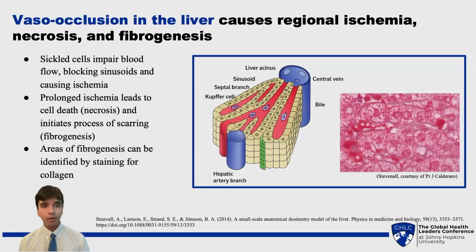When oxygenated blood can't reach the liver to its fullest extent, the liver then stops receiving oxygen and nutrients, and we see necrosis or cell death. Within the liver, we observe ischemia, necrosis, and then fibrogenesis in that order. So we can see fibrosis or fibrogenesis and thus necrosis by staining for collagen in a Masson trichrome stain.